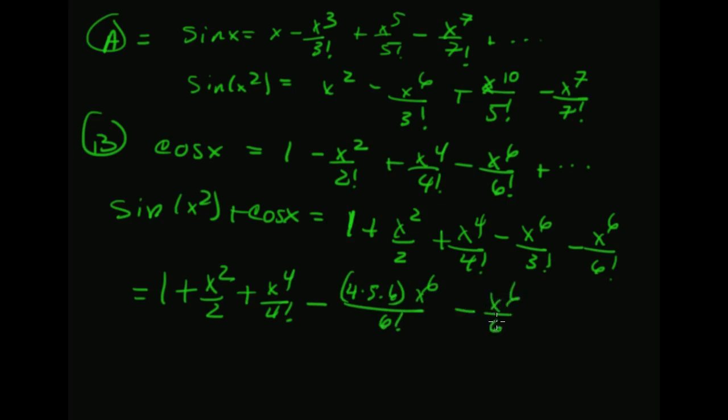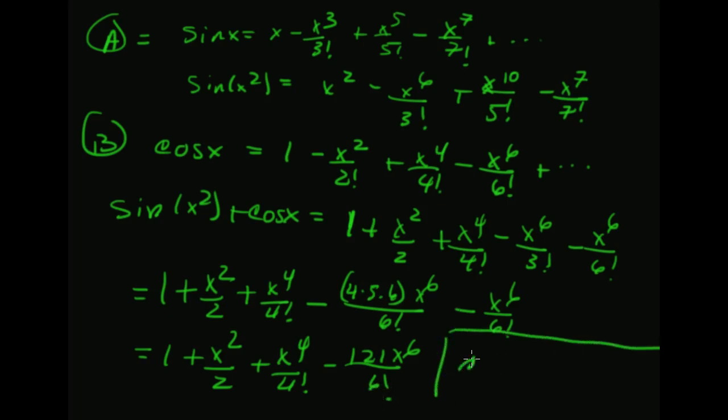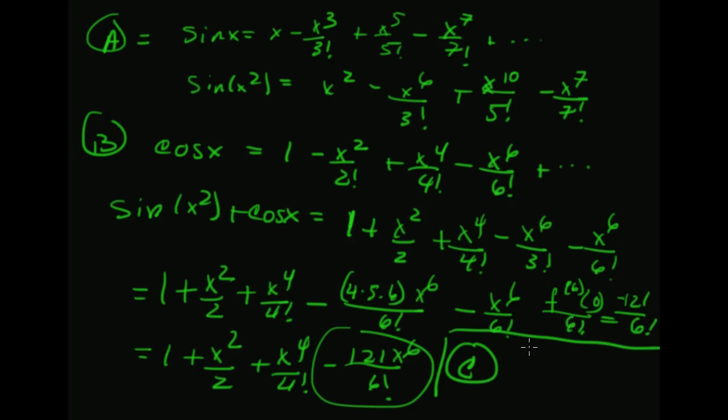And then now I've got the common denominator, right? Alright, so this stays the same. 4 times 5 times 6 is 120. And then I get one more, so this is minus 121 x to the 6th over 6 factorial. So that's part B. I'm actually going to do part C right here, because this is actually pretty simple. The sixth derivative of x over 6 factorial has to be negative 121 over 6 factorial, which means that the sixth derivative at 0 has to be negative 121. And that's the whole problem.